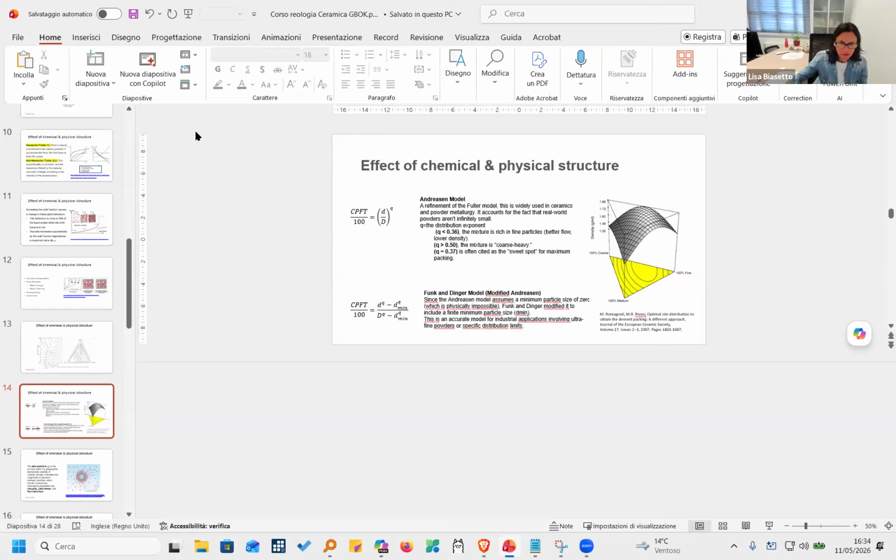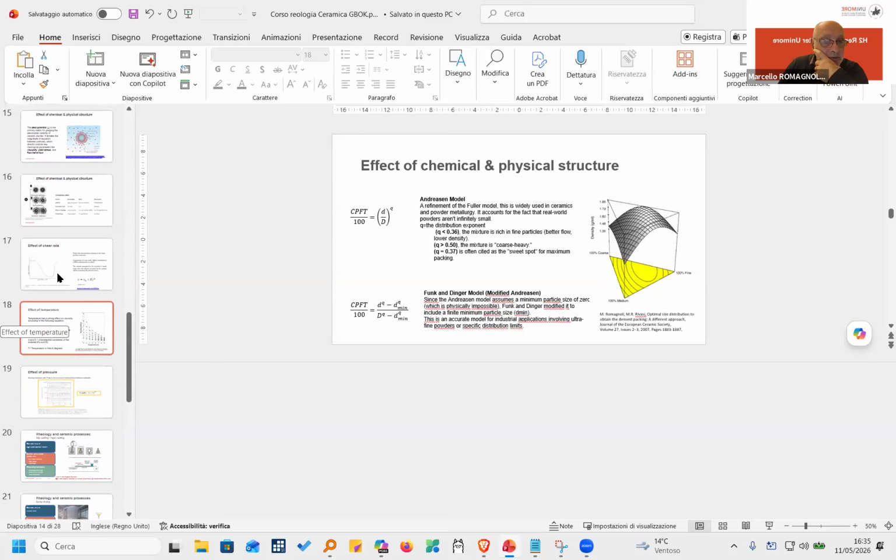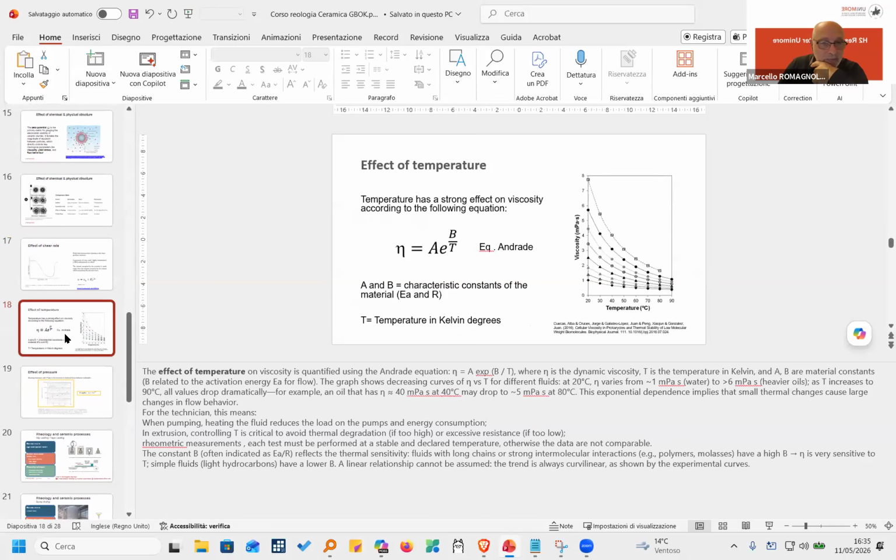Okay, thank you. I see a question on the effect of temperature. You equated constants A and B with activation energy and R. What is R? Yes, R is the classical gas constant.